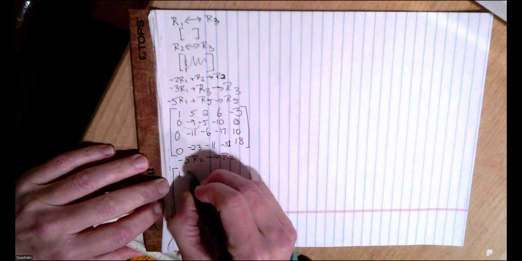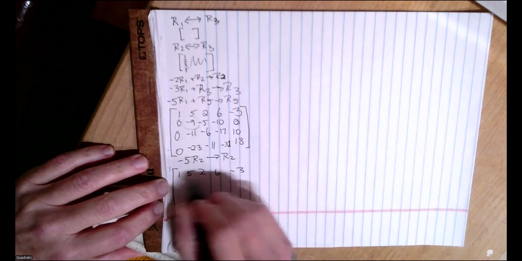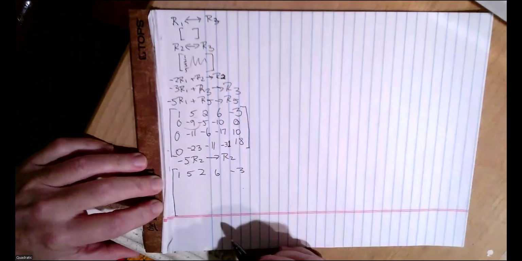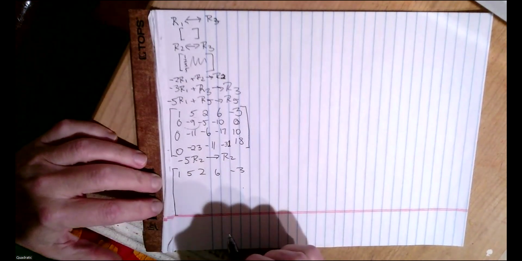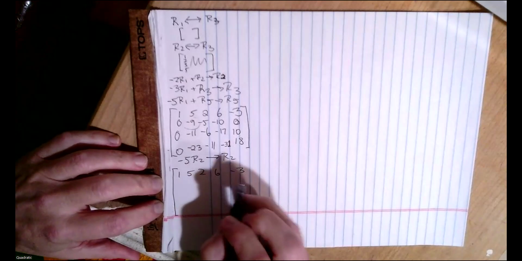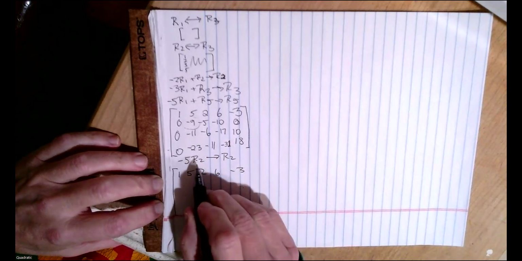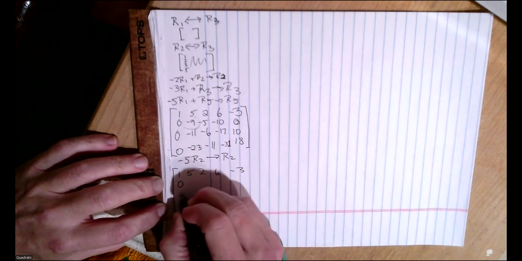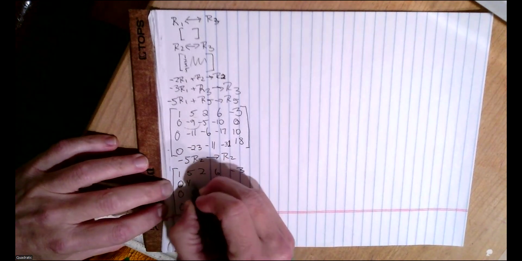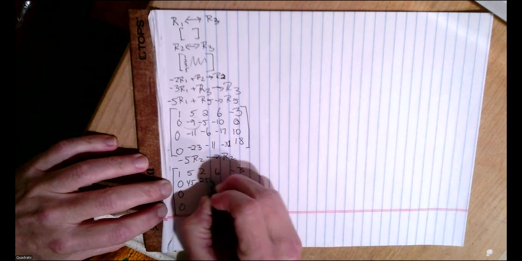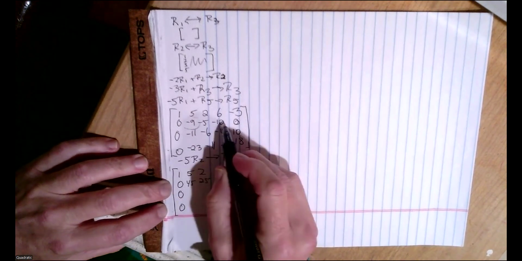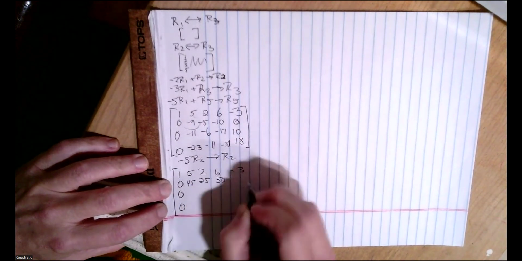So I have again 1, 5, 2, 6, negative 3. This top row is not changing. In fact, I'm going to go through a whole bunch of steps, but this top row is never going to change, because it's fine the way it is. And now when I multiply by negative 5, I'm going to have 0, that's 45, that's 25, and that's 50, and that's still 0.